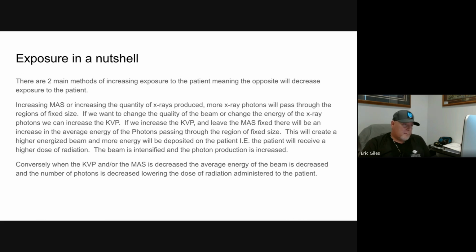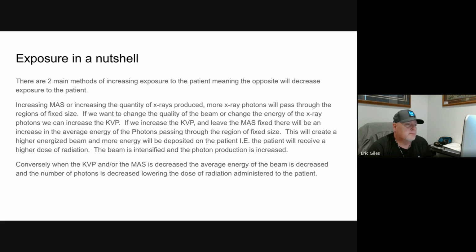So there are 2 main methods of increasing exposure to the patient, meaning the opposite will decrease the exposure to the patient. So increasing the mAs, the milliampere seconds, or increasing the quantity. And we know from last week that quantity equals mAs. It's the quantity of X-ray photons that are passed through the body.